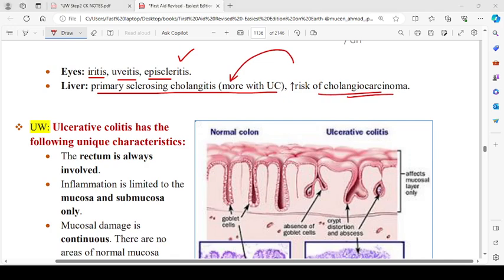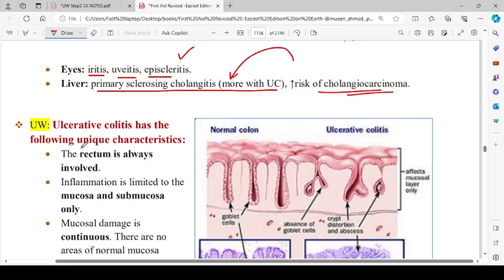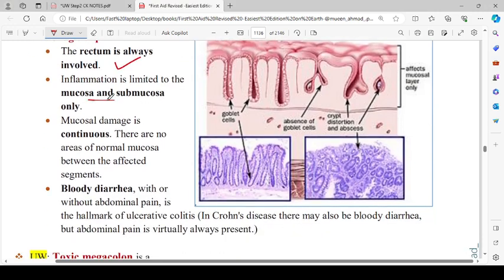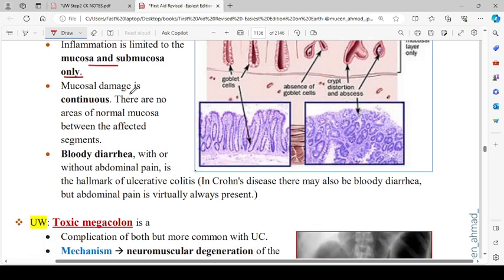Then another useful point is that ulcerative colitis has the following unique characteristics. The rectum is always involved. Inflammation is limited to the mucosa and submucosa only. The mucosal damage is continuous. There are no areas of normal mucosa between the affected segments.